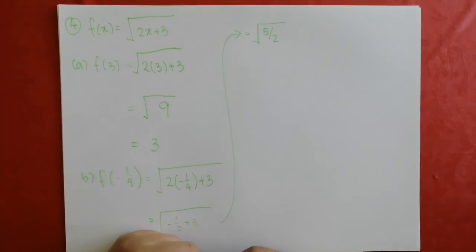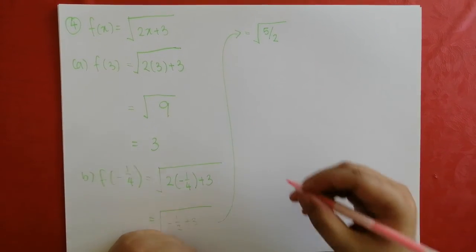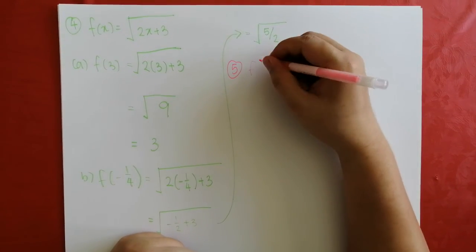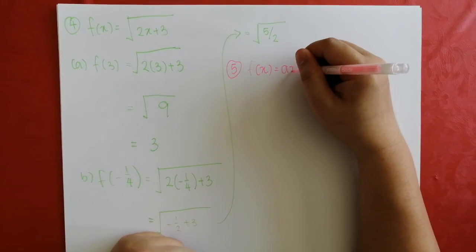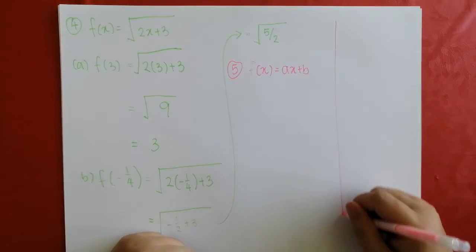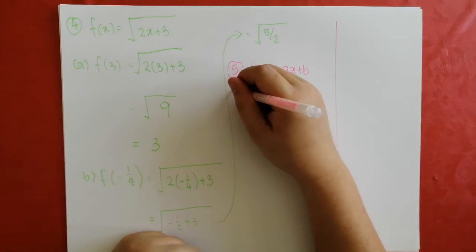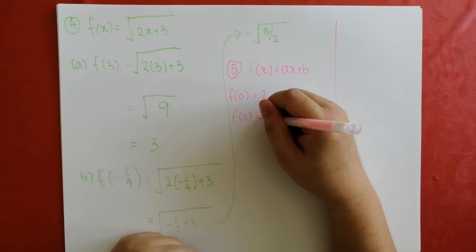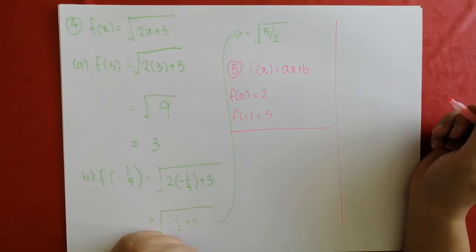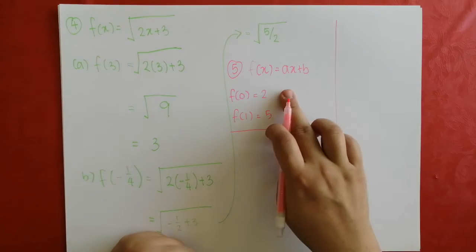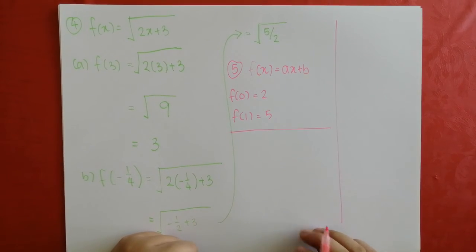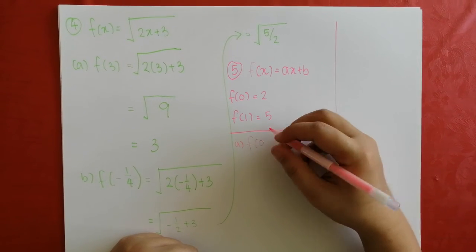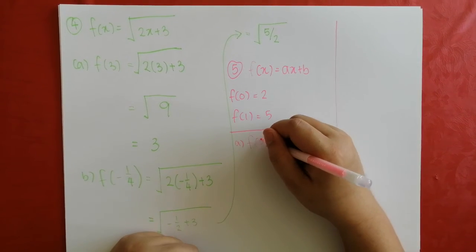Then the last example, example number 5. In example number 5, you have f(x) equals ax plus b. Then you are given two conditions: f(0) is 2 and f(1) is equal to 5. So you have to use these two conditions to find the values of a and b. For part A, let's start with f(0) equals 2.